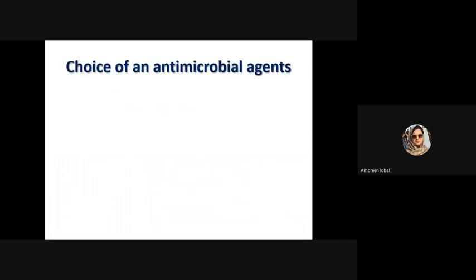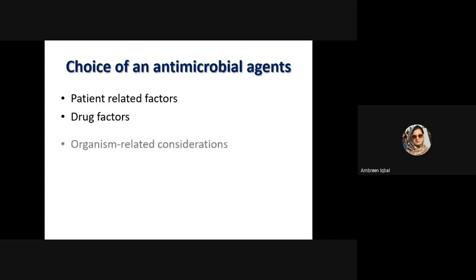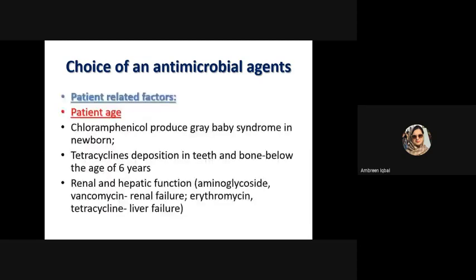The next is how we are going to choose an antimicrobial agent. This is also important. You must always think about the patient-related factors. Whether the patient is eligible for that drug, whether she is pregnant, or if she is a lactating mother, and whether she can take it. There are certain drug factors or organism-related considerations that we must take. In case of the patient-related factors, patient age is very important.